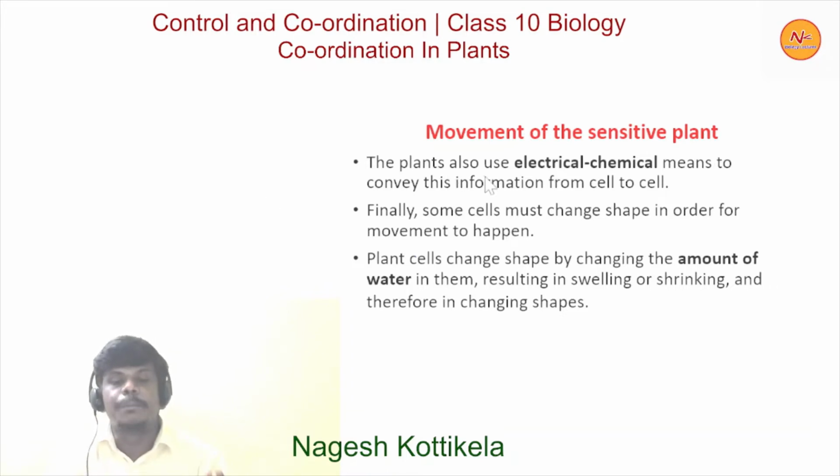Here the plants also use electrical chemical means to convey this information from cell to cell, and finally some cells must change shape in order for the movement to happen. The plant cells change shape by changing the amount of water in them, resulting in swelling or shrinking, and therefore in changing their shapes.